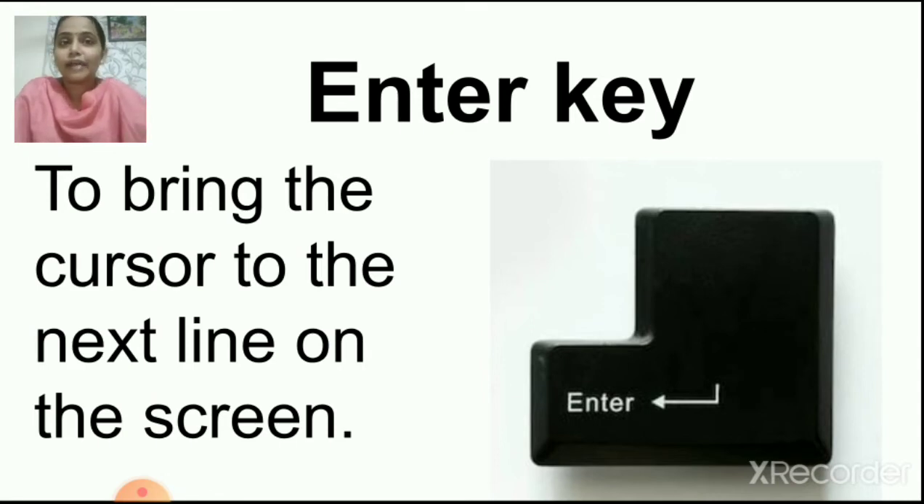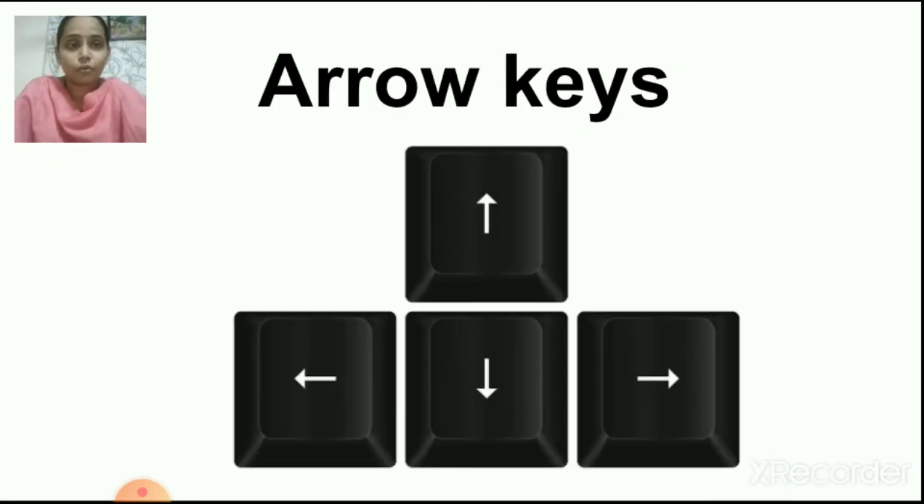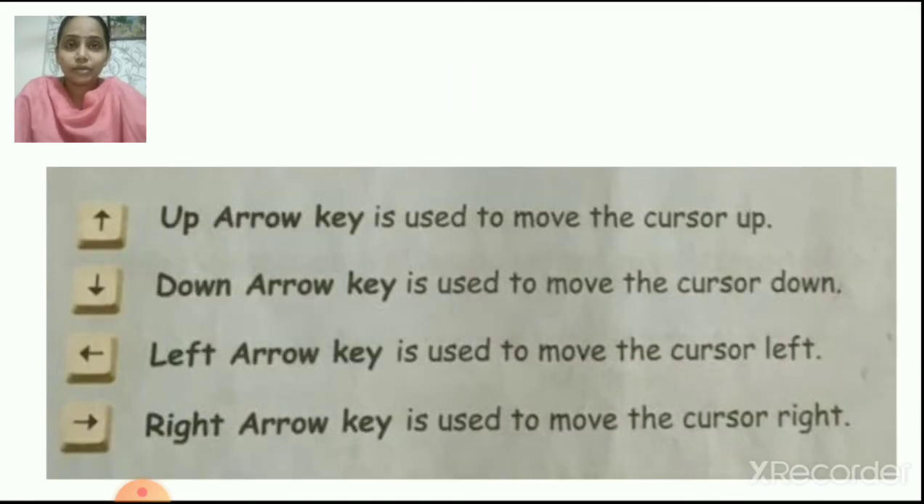Okay, children, and arrow keys also we have seen. 4 types of arrow keys. Up arrow key is used to move the cursor up. Down arrow key is used to move the cursor down. Left arrow key is used to move the cursor to the left side, and right arrow key is used to move the cursor right. Okay, children, I showed you how to use these keys.